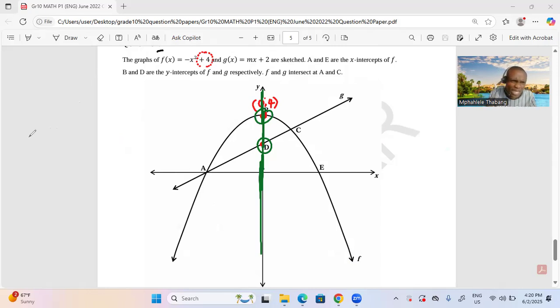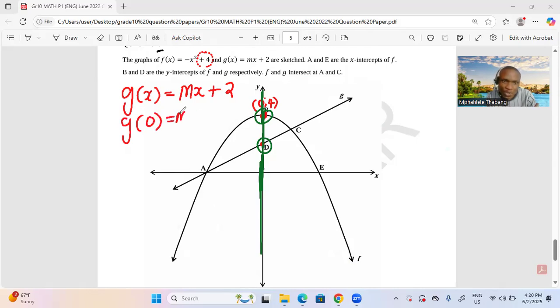So I'm looking for the y-intercept of G because D is the y-intercept of G. So I will say G of x equals mx plus 2. What do I do when I'm looking for the y-intercept? I let x be 0. So G of 0, wherever it's x, I put 0. m times 0 plus 2. So m times 0 is 0, so I'm left with 2. It means that the y value at D is 2.